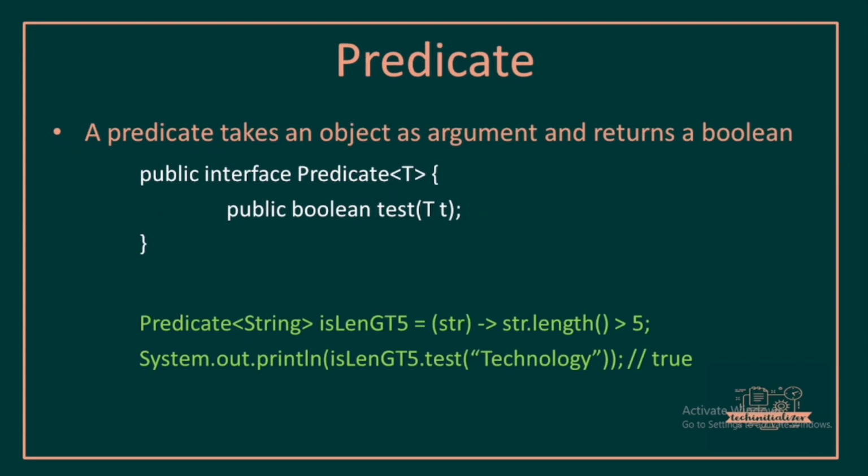A predicate is a functional interface that takes an object as argument and returns a boolean. It has only one method, which is test, and it takes an object of type T and returns a boolean. This is how you can create a lambda expression for a predicate. Here in our example, we have created a predicate that checks if the string length is greater than 5. In order to print the result, we call the test method of this predicate. Since "technology" has more than 5 characters, our predicate returns true.